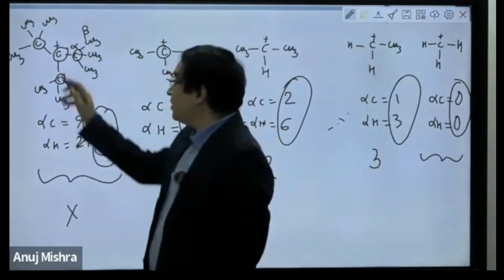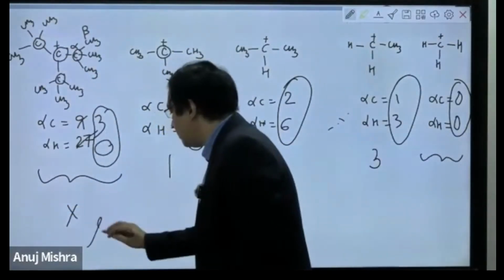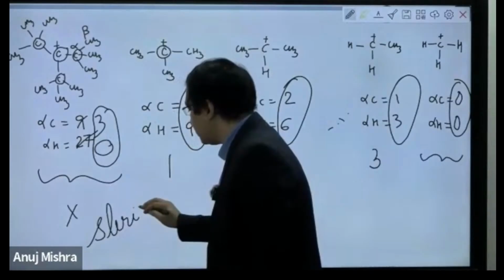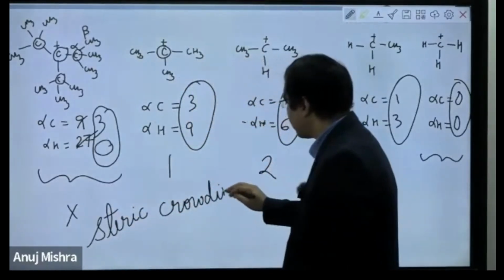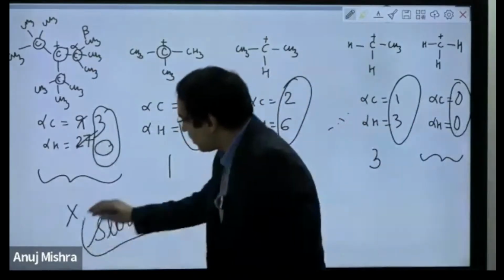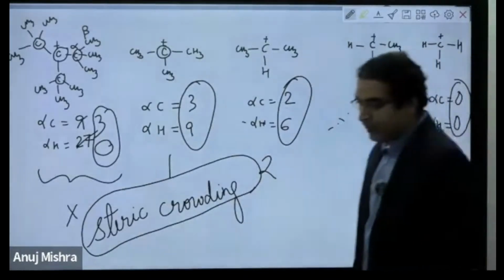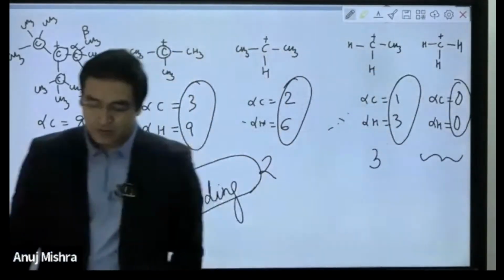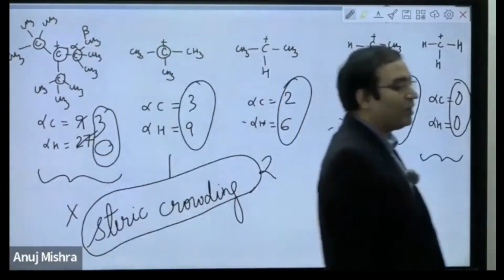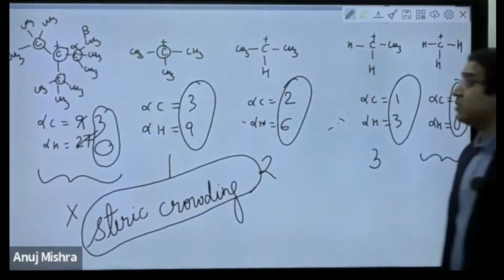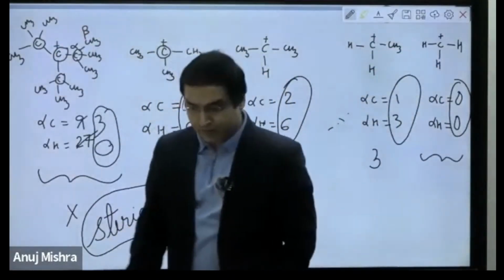Why? Because on C plus you are putting so many groups, which is a good amount of, there's a word used for it, steric crowding. Steric crowding, note down. Steric crowding means a lot of traffic basically. So due to this, this plus charge will be highly unstable. You're putting so many CH3s like this, it will make the whole system unstable.